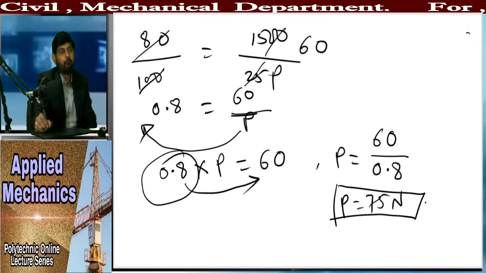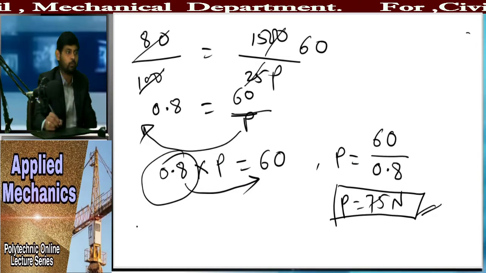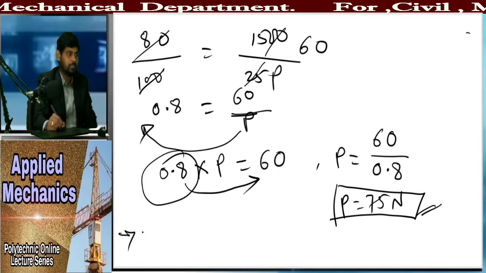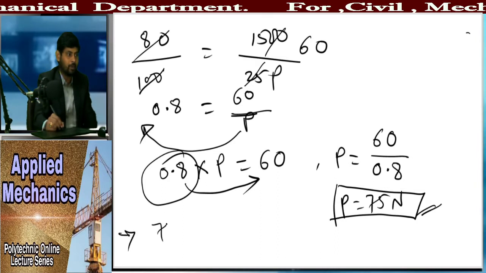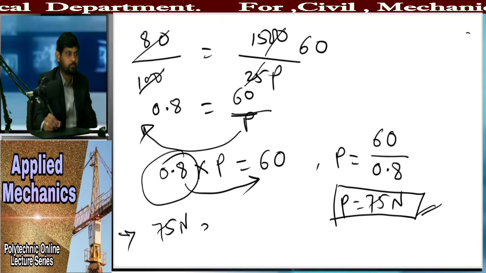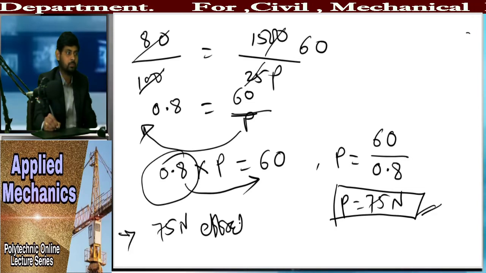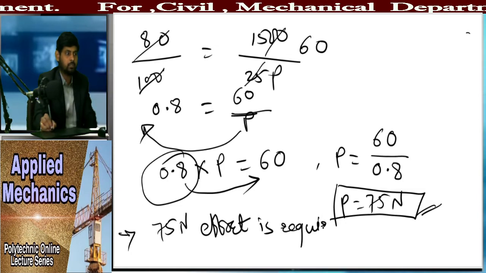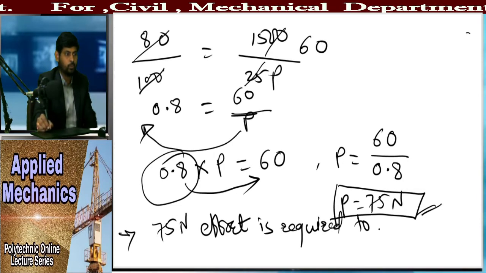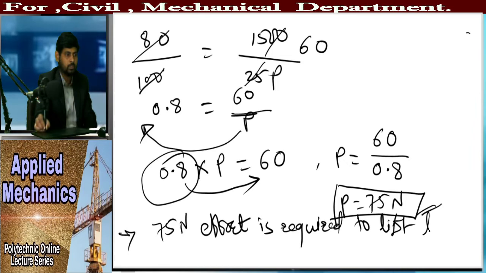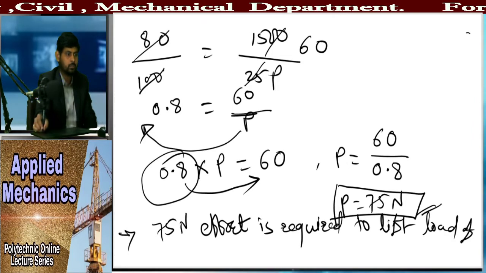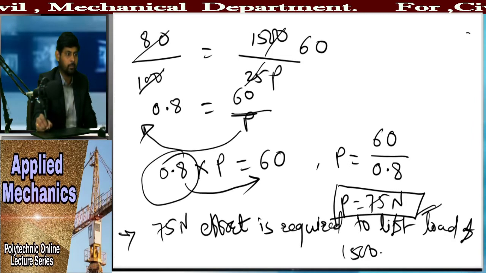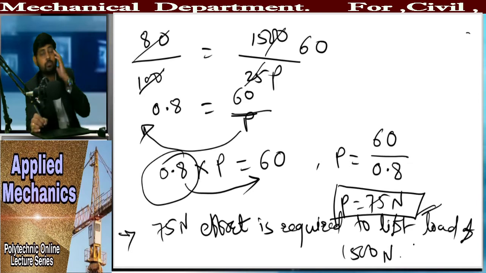Once you have found this value, you have to write one sentence. What sentence do you have to write? 75 Newton effort is required to lift a load of how much load? 1500 Newton. So this is your answer.